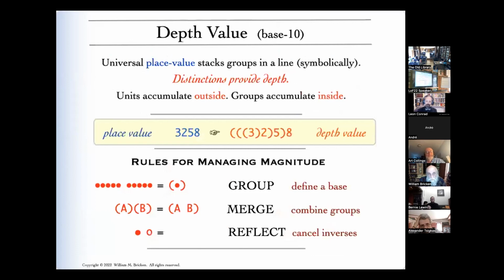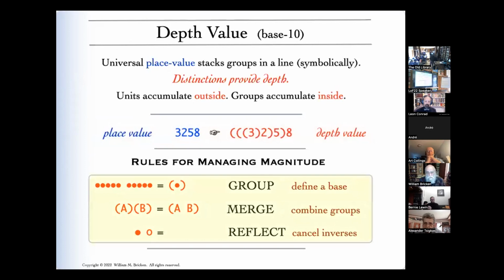And a central problem, of course, with tallies is when the pile gets too big. Then we collect the tallies into groups and count up the groups. When we write numbers down today, those different groups are called place value. In contrast, depth value collects groups at different levels of nesting. And we can do this with iconic distinctions because they have an inside and an outside. So there's accumulation on the outside and grouping on the inside.